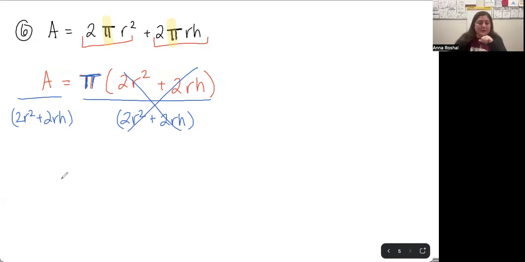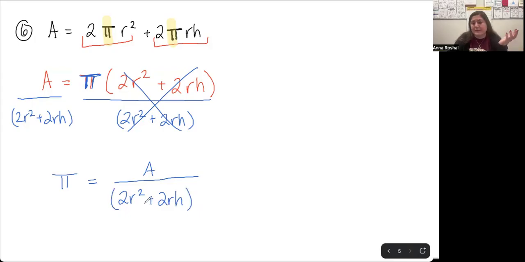That's my ideal situation. So in here, pi is going to equal the area divided by 2 radius squared plus 2 times the radius times the height. You could leave this in parentheses, but you don't necessarily have to.